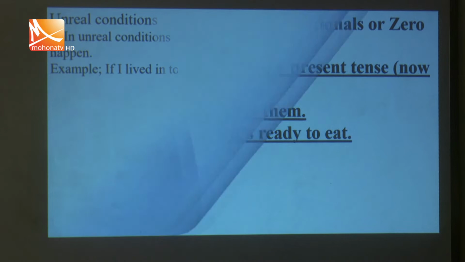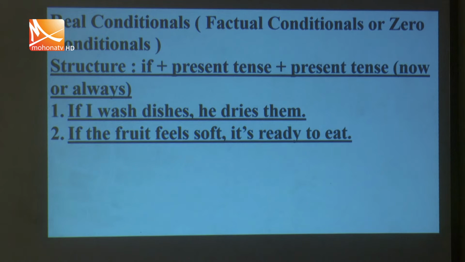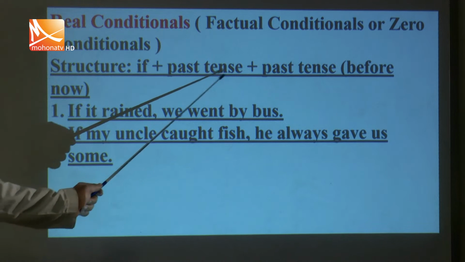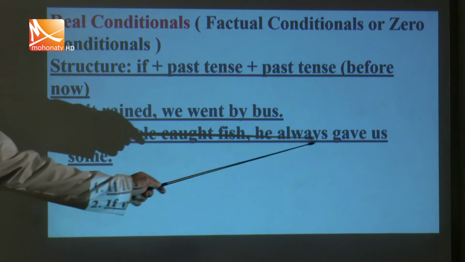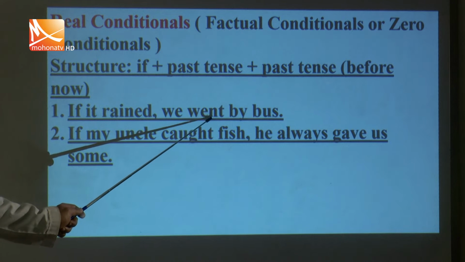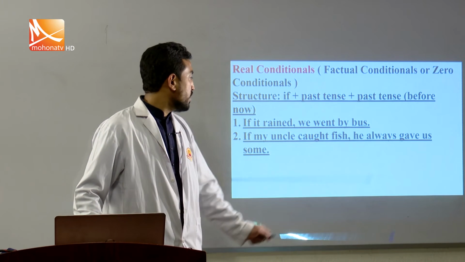Another structure we have learned is if plus past tense, and another one is past tense. Here the main clause is he always gave us some. The subordinate clause is if plus the structure, and the main clause is we went by bus or he always gave us some.